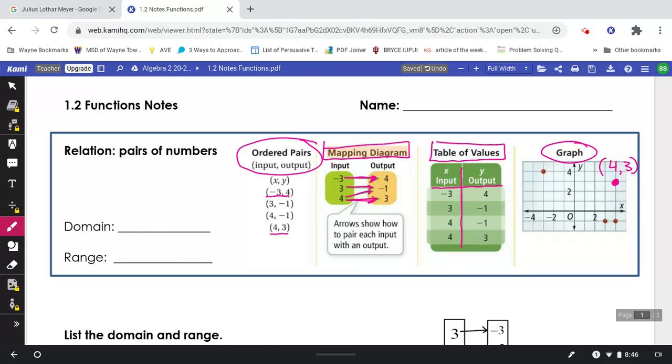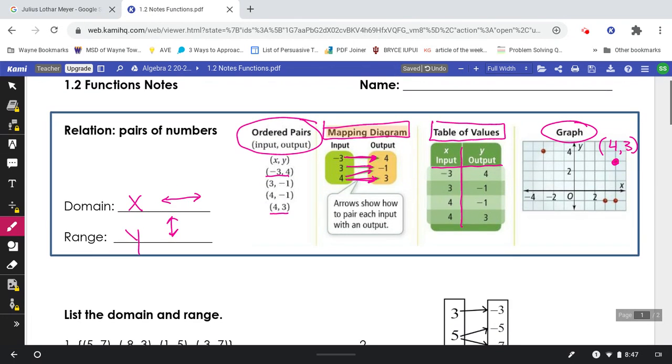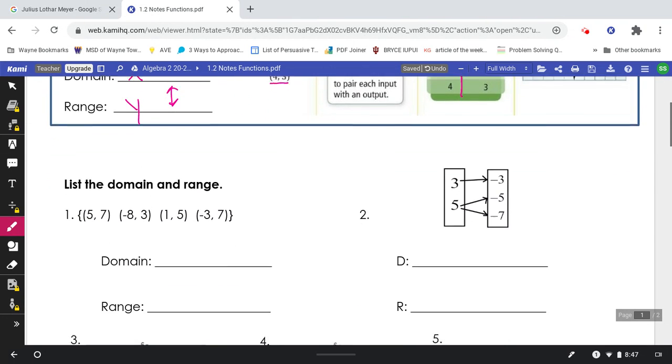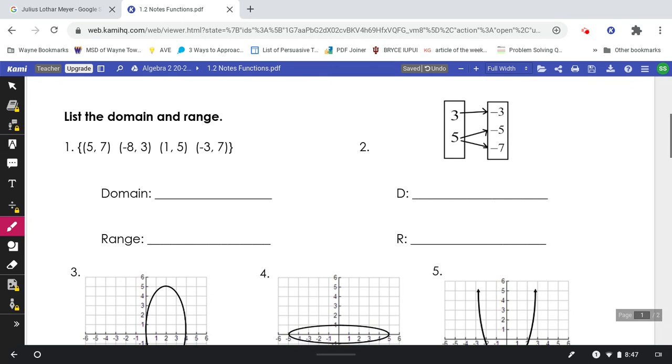The domain is all the x values, in other words, left to right. And the range is your y values, up and down. Okay, so let's look down here. We are going to just list the domain and range.